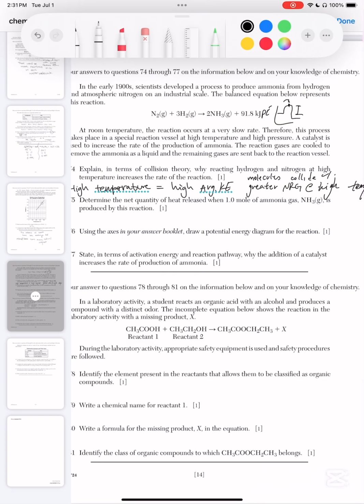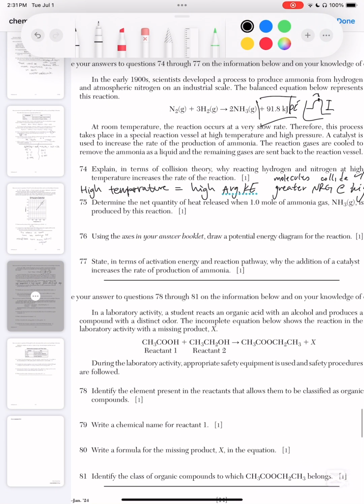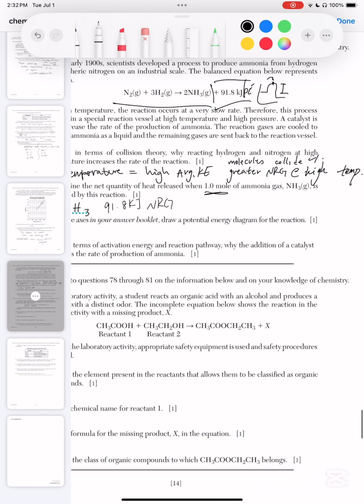Okay, so this one asks for the net quantity of heat released when 1 mole of ammonia gas is produced by the reaction. As you can see, this reaction produces 91.8 kilojoules of energy, and this is actually for 2 moles of ammonia gas. So here's the equation they give to us. 2 moles of ammonia gas produces 91.8 kilojoules of energy. Since we want to find the quantity released when 1 mole of ammonia gas is produced, we just divide these numbers by 2, and you would get that the answer is 45.9 kilojoules for 1 mole of ammonia gas.